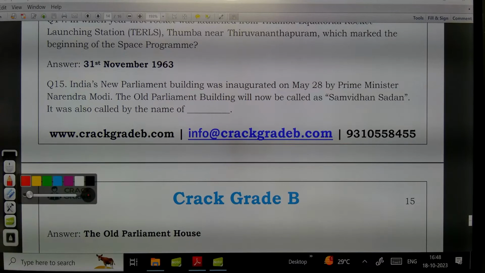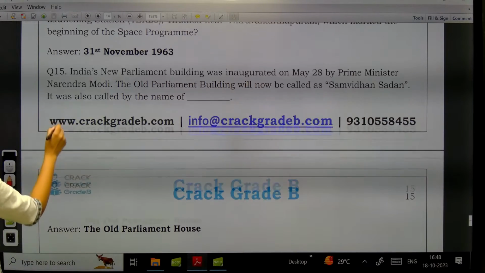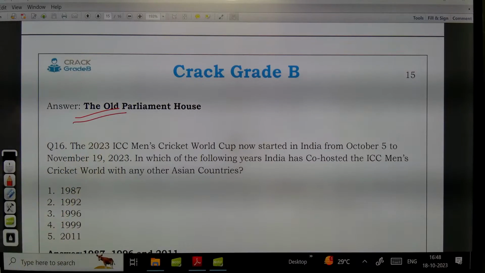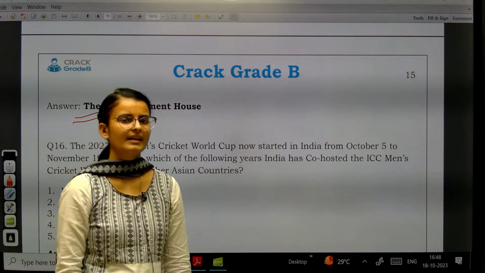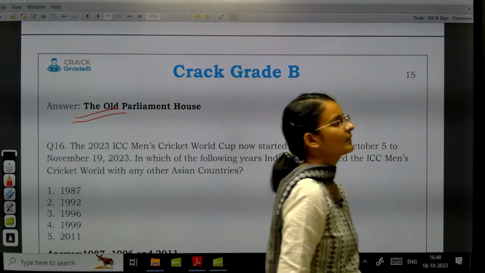Next question. India's new parliament building was inaugurated on May 28th by PM Narendra Modi. The old parliament building will now be called Samvidhan Sadan. The old name was asked, and the old name was the Old Parliament House. This was in the newspaper. So if you are following the newspaper or PIB, then it is not a difficult question, right?